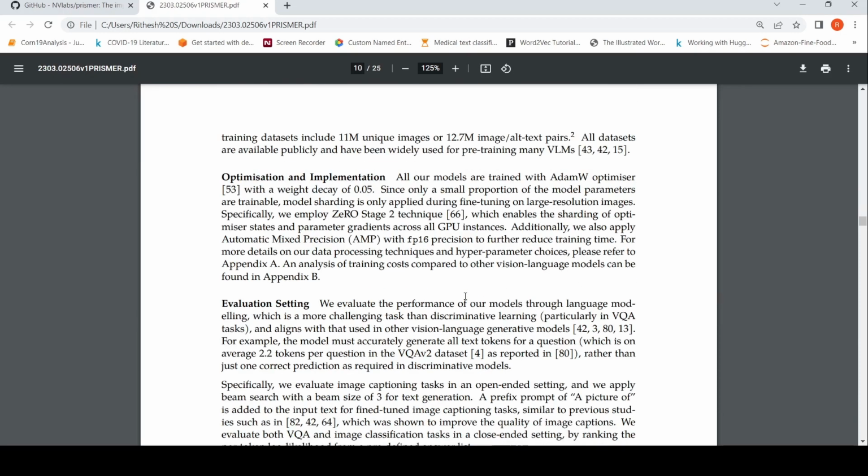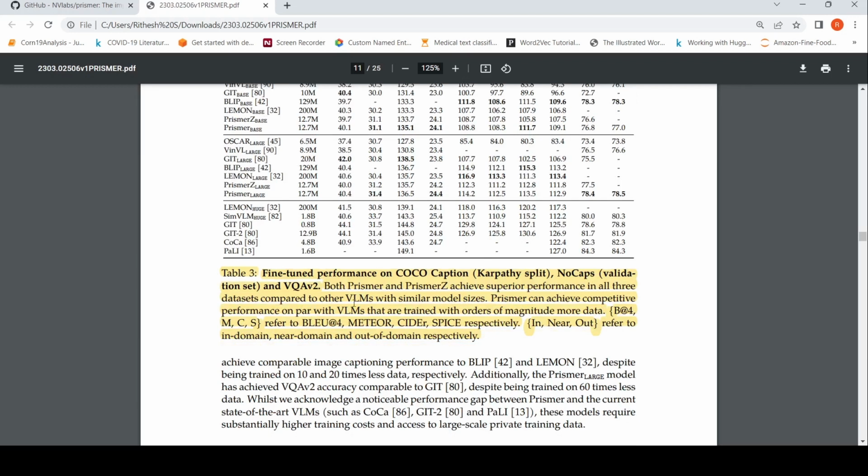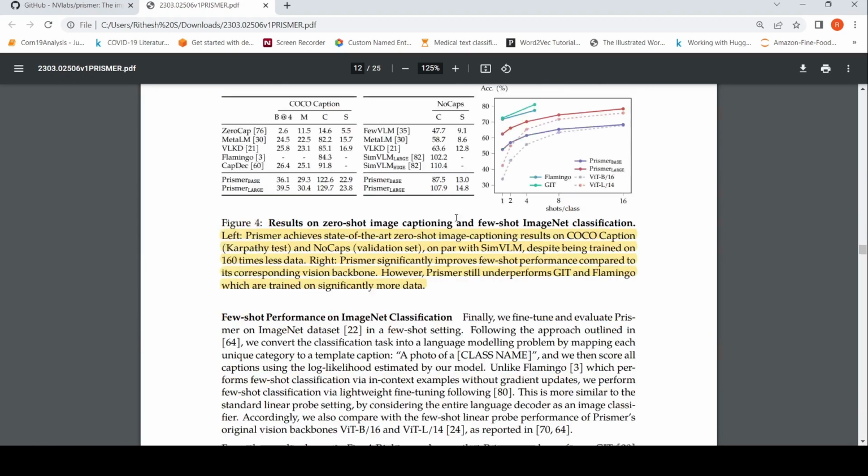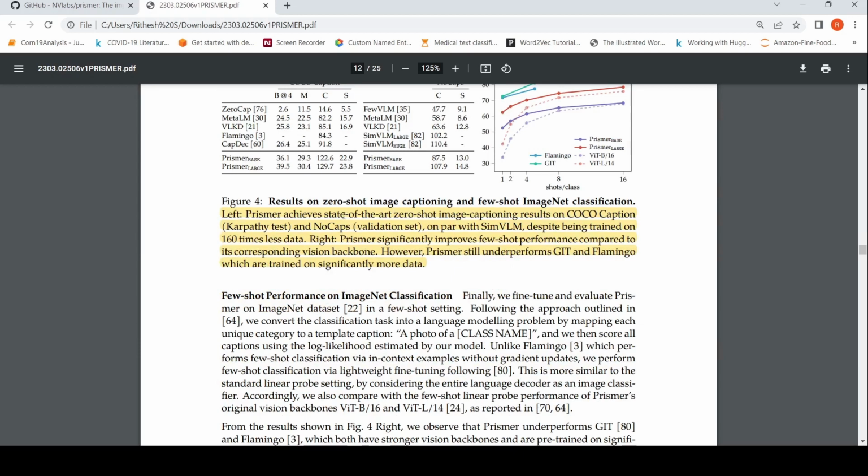Now they have details of their performance on captioning and visual question answering, and they claim that Prisma and Prisma Z achieve superior performance compared to other vision-language models with similar model sizes. They say this model achieves competitive performance on par with other models trained with orders of magnitude more data. They also show zero-shot image captioning, and they say this achieves state-of-the-art zero-shot image captioning on the COCO Caption and NoCaps datasets. But it still underperforms some larger models which have been trained on significantly more data. That is what they claim here.